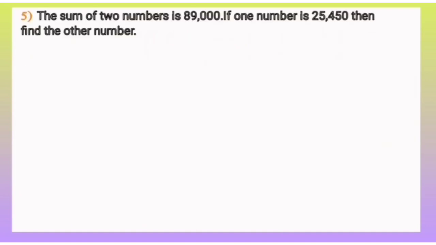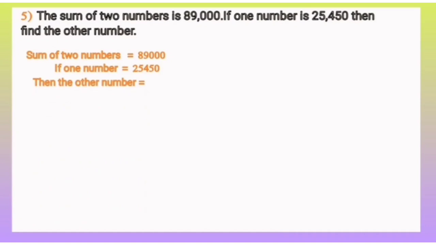Now question number 5 is, the sum of two numbers is 89,000 and if one number is 25,450, then find the other number. One number we have to calculate. Sum of two numbers is 89,000. If one number is 25,450, then the other number will be. For that we'll subtract 25,450 from 89,000. So to subtract, we'll write the values in a place value chart.